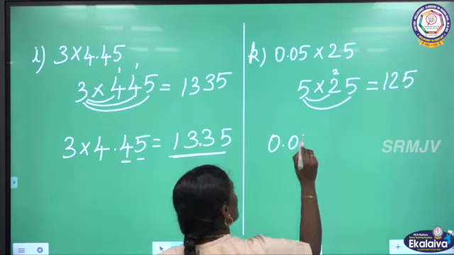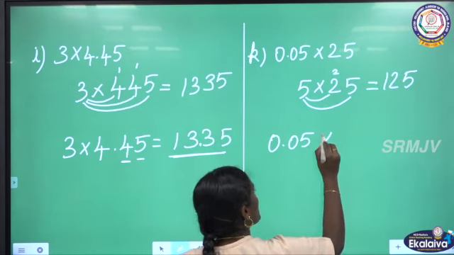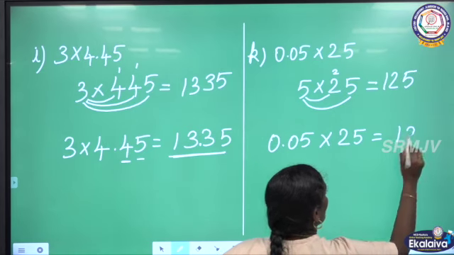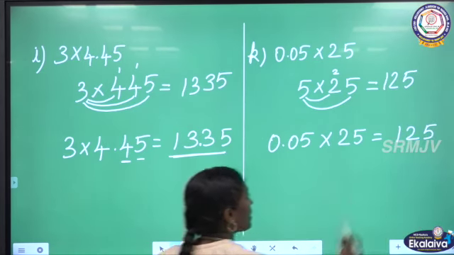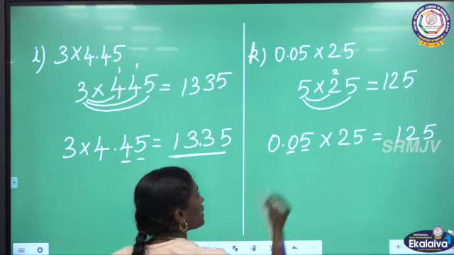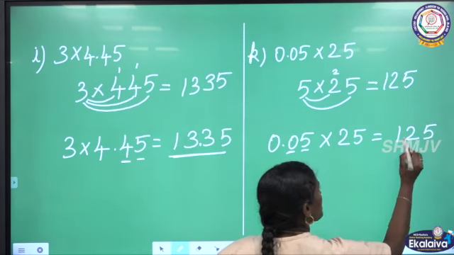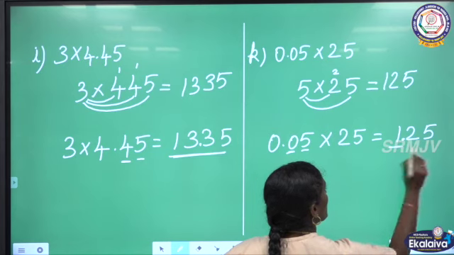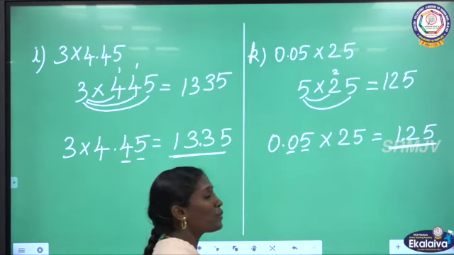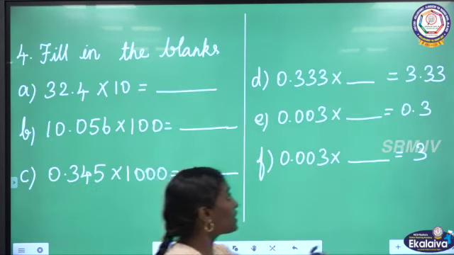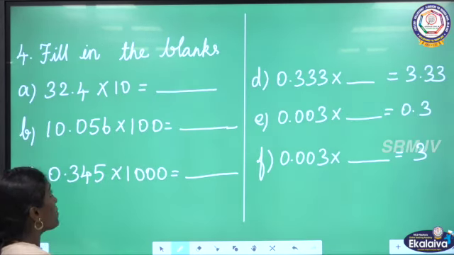Now we have to write the answer for the given question, 0.05 into 25. We have to keep the decimal point in the correct place. In the given question, 2 decimal places are there. So from the last, before 2 digits, we have to keep the decimal point. So 1.25 is the answer. Is it clear, children? Next one, fill in the blanks.